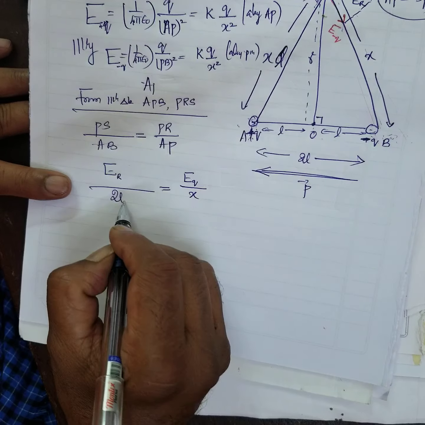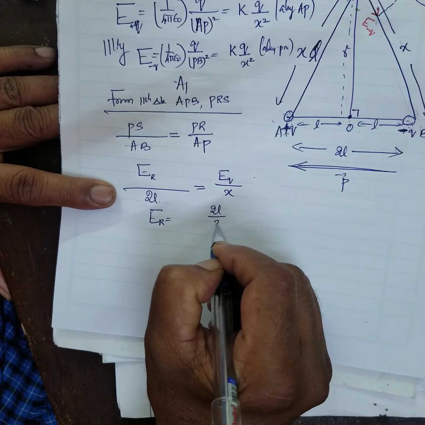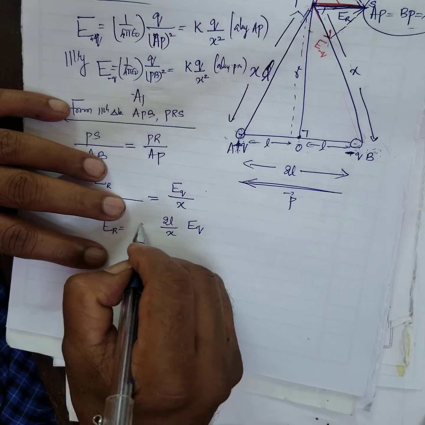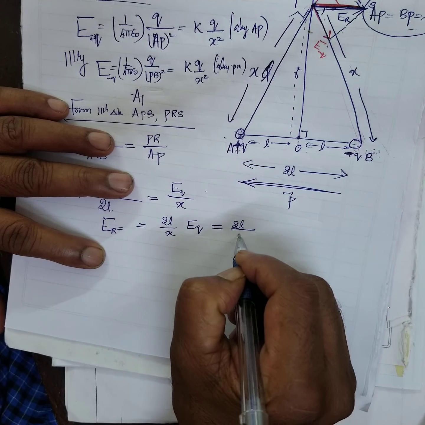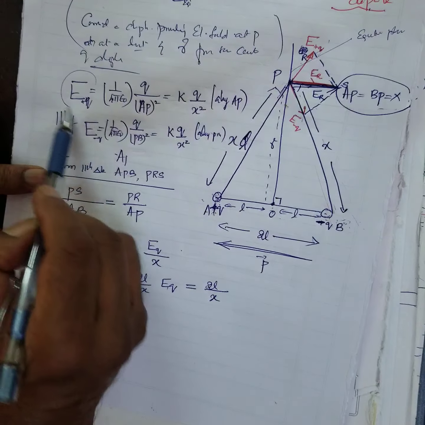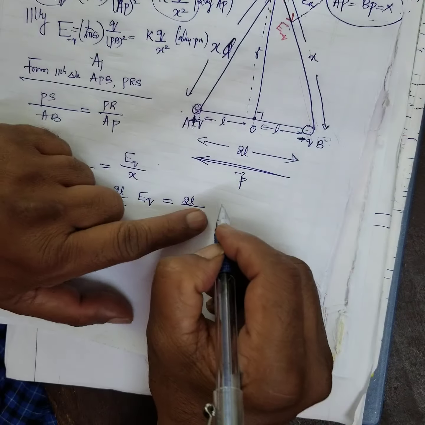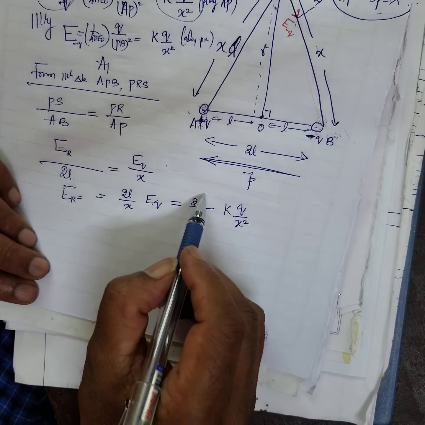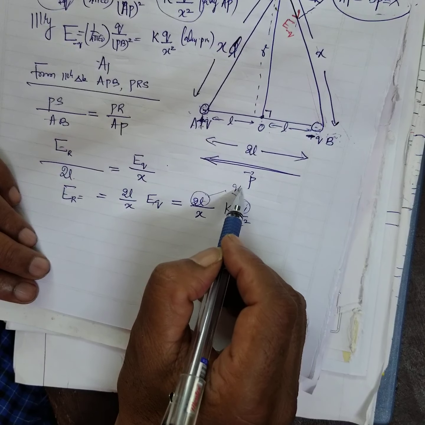That means the resultant field, therefore cross multiply. ER is equal to 2L by x times EQ. What is EQ? EQ is equal to KQ by x square, right? Therefore, you know, Q into 2L into Q. You know this, charge into 2L.